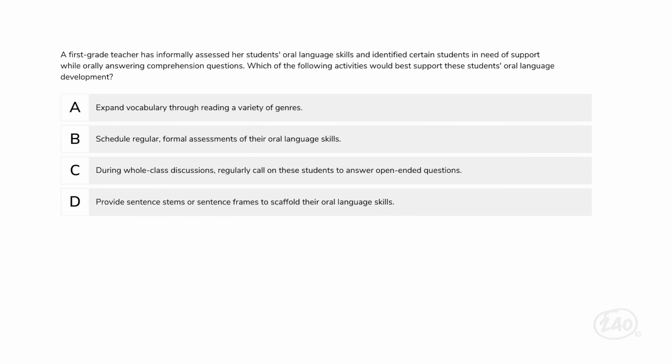Now, for the questions. Here's one from the first competency, oral language. A first grade teacher has informally assessed her students' oral language skills and identified certain students in need of support while orally answering comprehension questions. Which of the following activities would best support these students' oral language development? Expand vocabulary through reading a variety of genres, schedule regular, formal assessments of their oral language skills. During whole class discussions, regularly call on students to answer open-ended questions, provide sentence stems or sentence frames to scaffold their oral language skills. This is the correct answer.